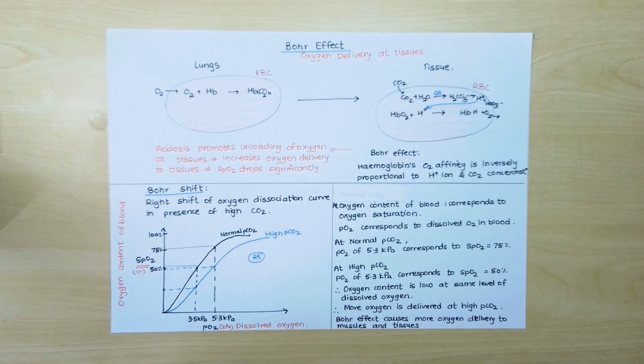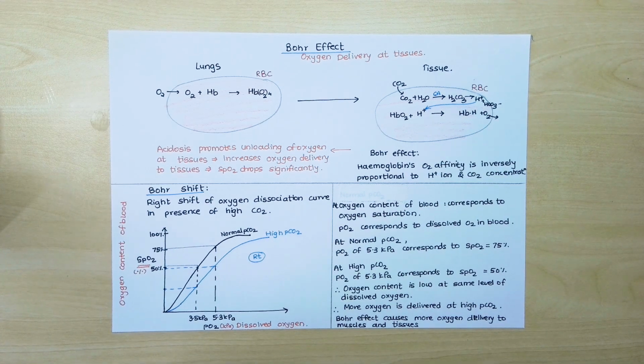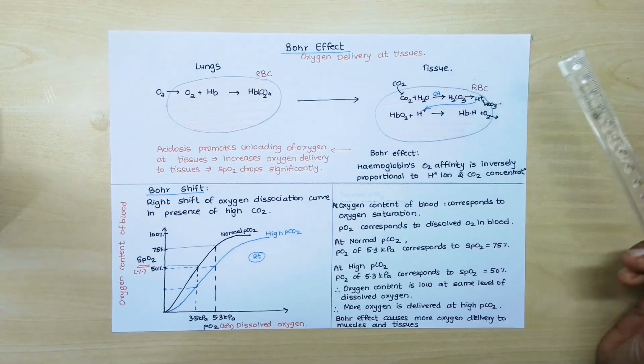Bohr's effect. It occurs during oxygen delivery at tissues. In lungs, oxygen combines with hemoglobin to form oxygenated hemoglobin. The RBC is transported to the tissue. At tissues, carbon dioxide diffuses inside the RBC.